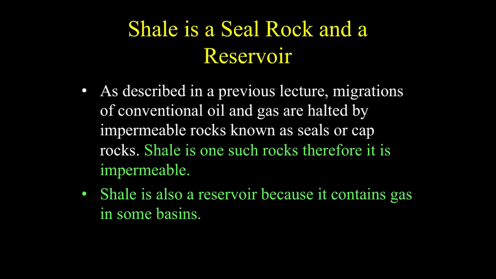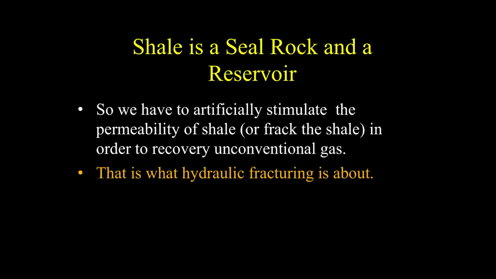As described in a previous lecture, migrations of conventional oil and gas are halted by impermeable rocks known as sills or cap rocks. Shale is one such rock, therefore it is impermeable. Shale is also a reservoir because it contains gas in some basins. So we have to artificially stimulate the permeability of shale, or frack the shale, in order to recover unconventional gas. That is what hydraulic fracturing is about.